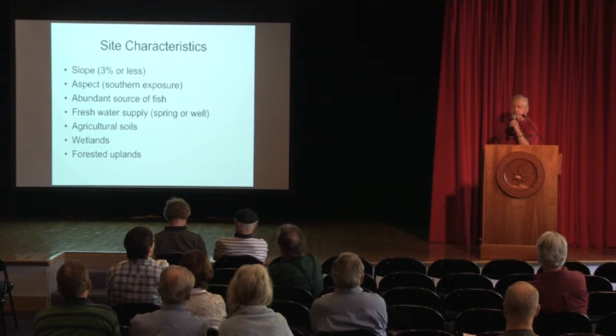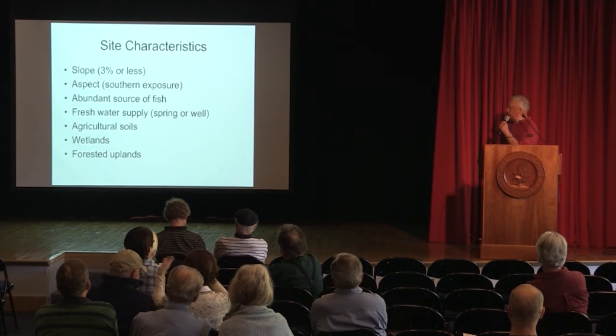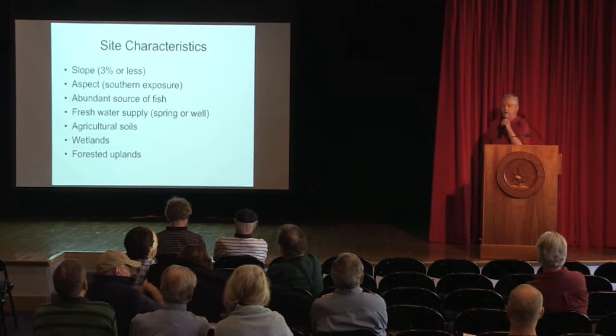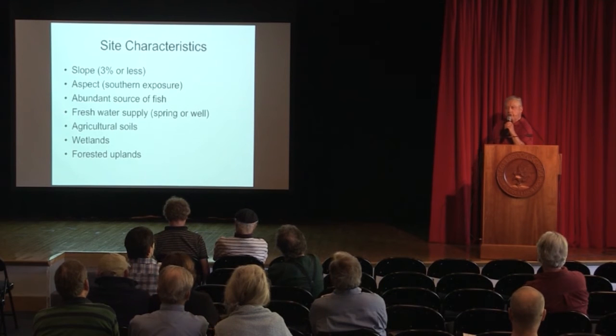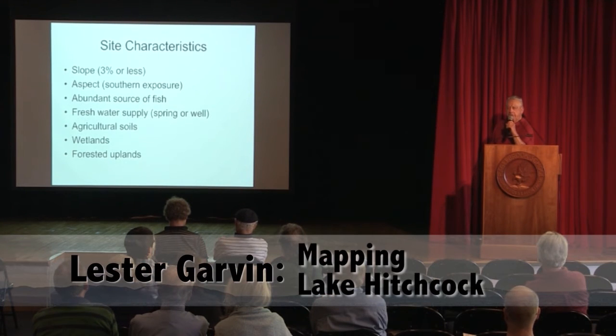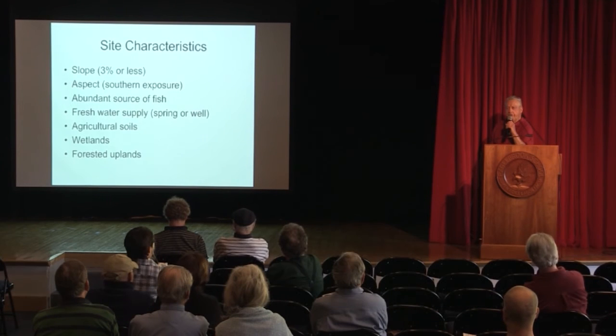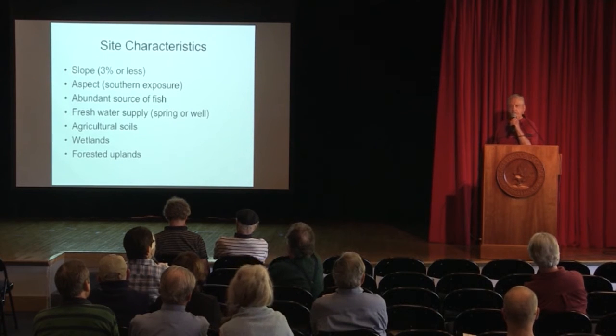Adjacent to abundant fish. Also the presence of floodplains, productive soils, wetlands, and upland forests as well. Slope information is available for anywhere in the country through data in soils. The soils attribute has a variety of ranges, and the lowest gradient is 0 to 3%. So by mapping in Glacial Lake Hitchcock, the sites are fairly well defined by the early post-glacial deposits.